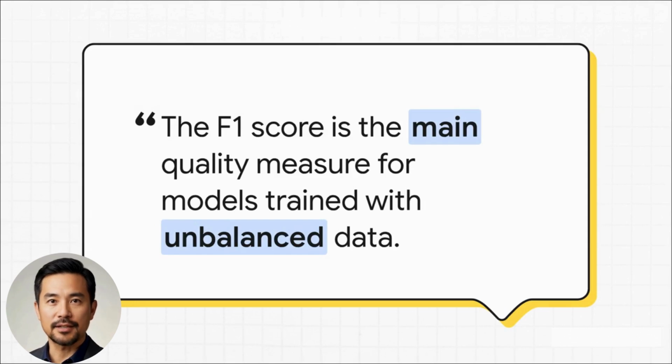And this is really the central idea to take home today. When you are looking at an unbalanced dataset, you've got to step away from simple accuracy. The F1 score is your new best friend. It gives you that single, reliable number that gives you a true sense of your model's quality.